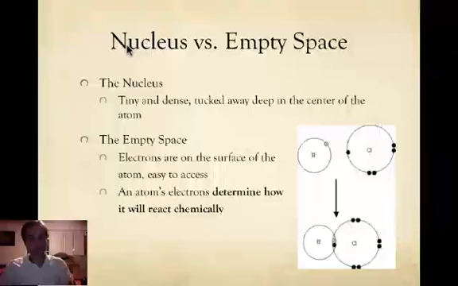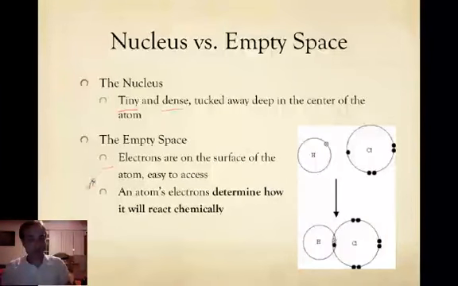So let's talk about nucleus versus empty space first. Again, a little more review. The nucleus is a tiny, dense area at the center of the atom. It's basically tucked away nice and deep in the center of the atom. The empty space, on the other hand, or the electron cloud, is where we're going to find the electrons. It's on the surface of the atom, which means that it's easy to access.